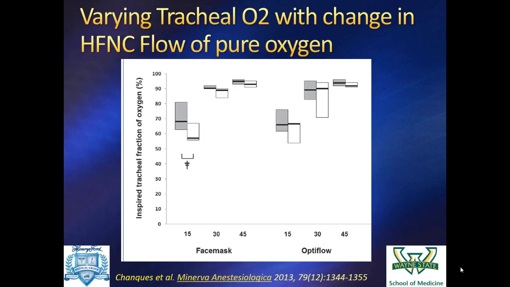This is either just a regular face mask or an Optiflow, which is one of the companies that makes heated high flow, and they provided 100% oxygen and measured tracheal oxygen. So tracheal inspired FiO2, and it was either at 45 liters per minute, 30 liters per minute, or 15 liters per minute in both scenarios. And you can see that for Optiflow at 30 or 45, you're delivering about 90%, which is probably the best realistically we are providing when we're giving 100%. But when you go down to 15, you're only providing 65.